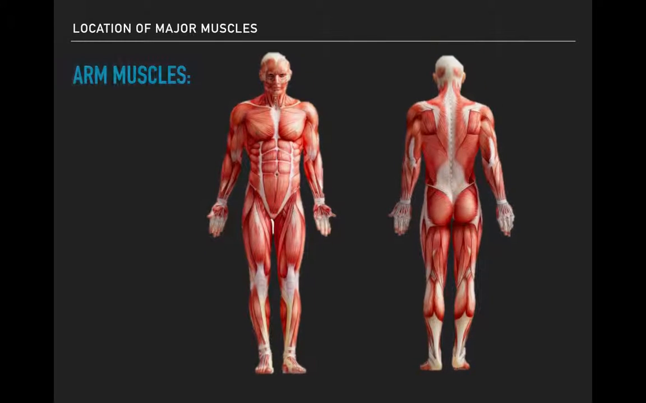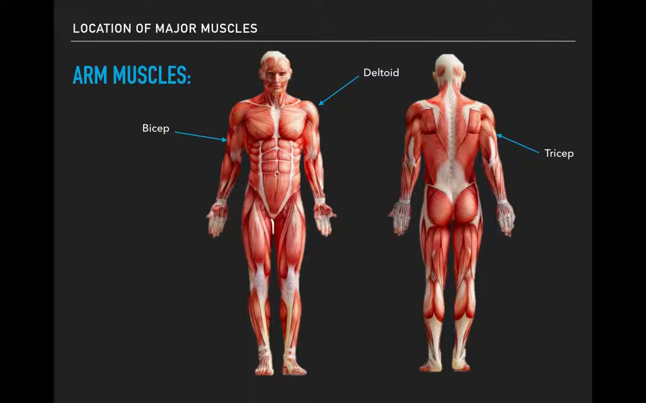The origin is where the muscle attaches and is fixed. These are usually immovable bones. And the insertion is where the muscle attaches and moves a joint, usually a movable bone. Muscles in the arm include the bicep, tricep, and deltoid.